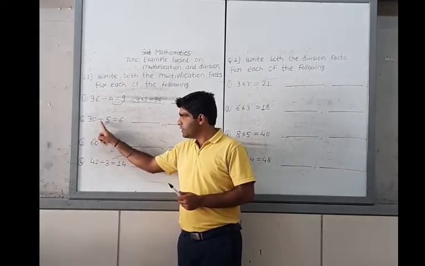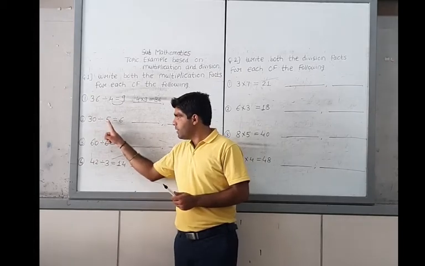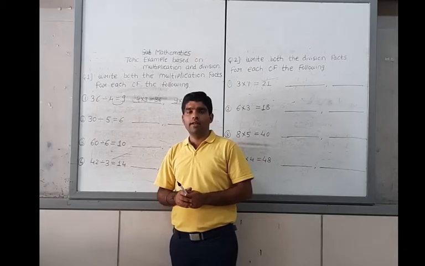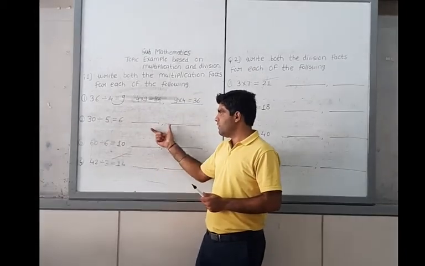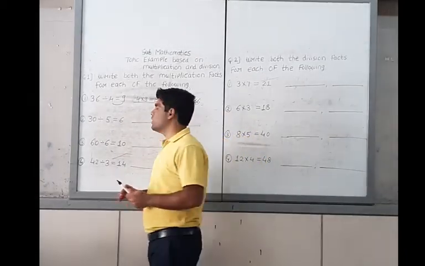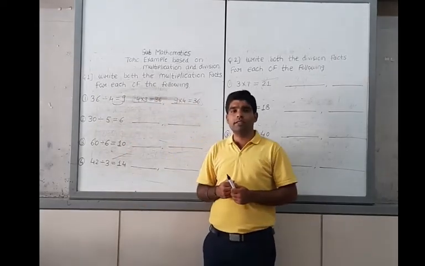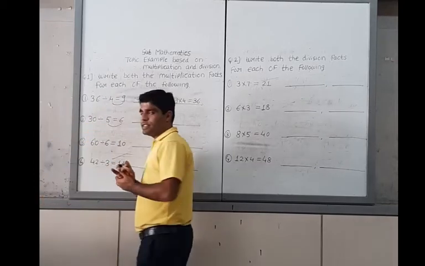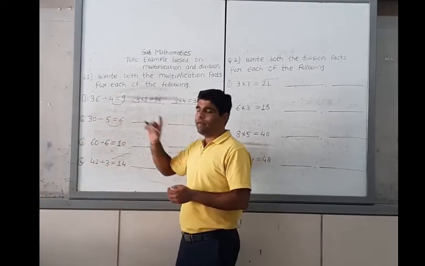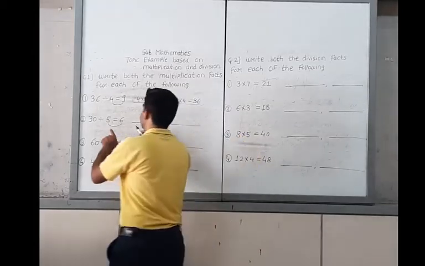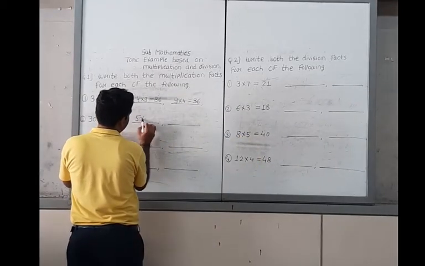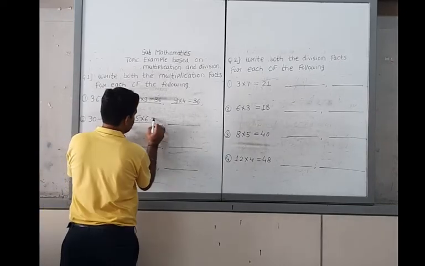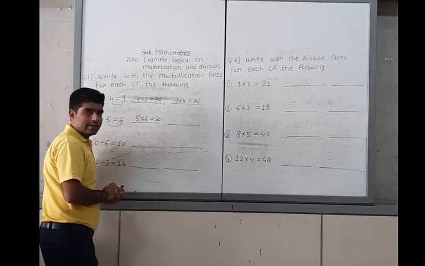Same way you have to solve the next example. It will be 30 divided by 5 in a simple division method. What is it equal to? This is 6, because 5 sixes are 30. Then you have to write down the multiplication facts of this example: 5 multiplied by 6 and 6 multiplied by 5, both are 30. So 5 multiplied by 6 is equal to 30, because 5 sixes are 30.